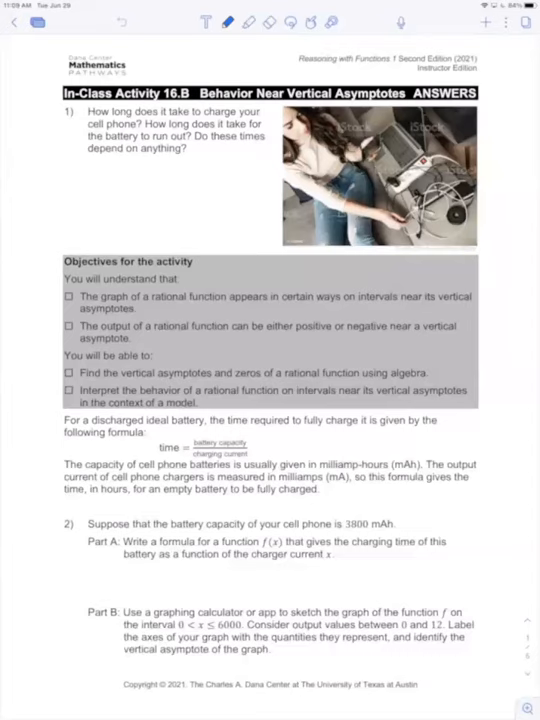In-class activity 16B. 1. How long does it take to charge your cell phone? How long does it take the battery to run out? Do these times depend on anything?